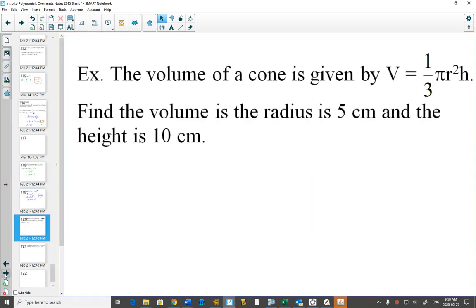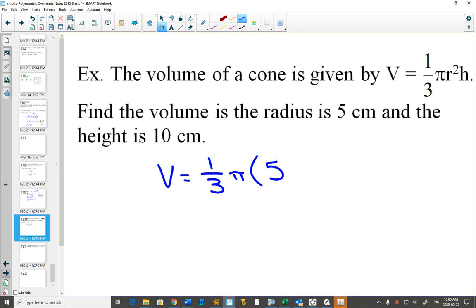One more. This one I want you to try on your own. It's got 2 things to substitute in. Walking around looks like everybody was doing well. So we want to find the volume, so the v would stay. 1 divided by 3, pi, we know the radius is 5, so put brackets and squared, and we know the height is 10, so we put brackets where the h was and put a 10.